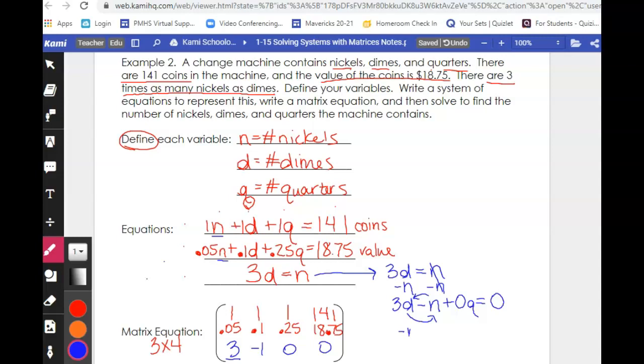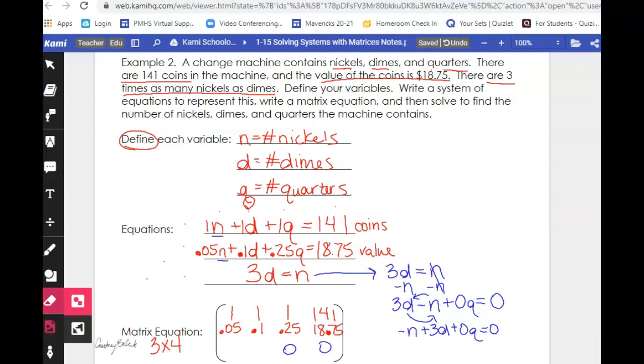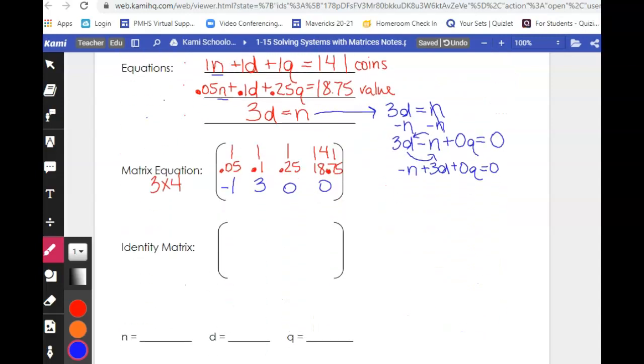So -1N plus 3D plus 0Q equals 0. So I need to change this up a bit. I almost messed up the whole thing because I wasn't paying attention to my order. The first term is an N coefficient. The second term is the D coefficient. The third term is the Q coefficient, which is 0, and then the final term is the constant. So I've got everything written out the way that I should in my matrix equation.